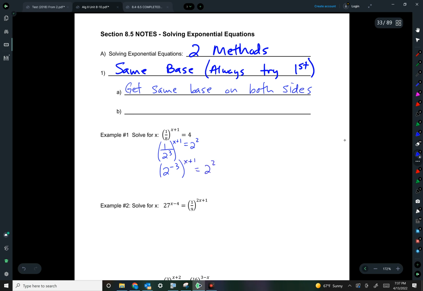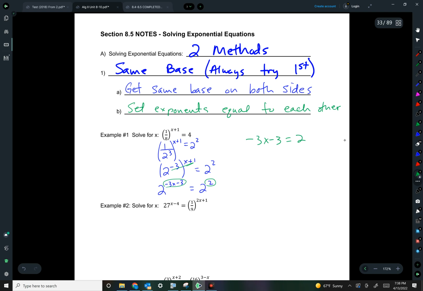So do you see now I've got the same base, because if you think about it, when you raise a power to a power, you multiply your exponents. So I've got 2 to the negative 3x minus 3, because when you multiply, you got to distribute, right? And that equals 2 squared. So I got the same base on both sides. And then the last step is set exponents equal to each other. So I'm going to set negative 3x minus 3 equal to 2.